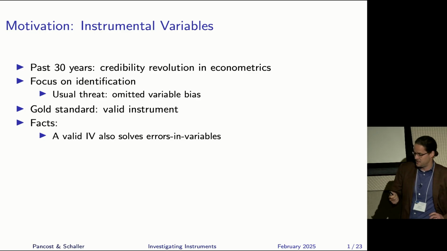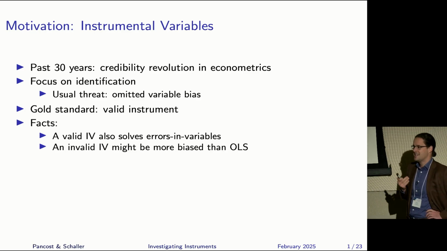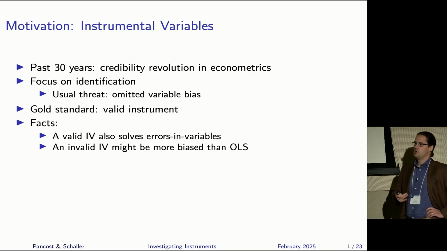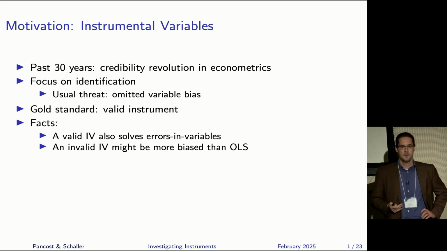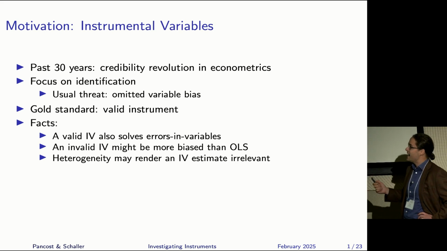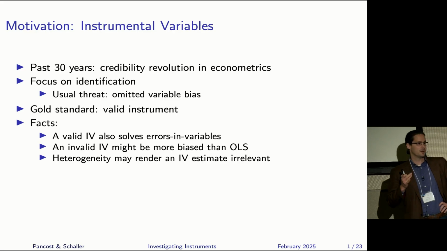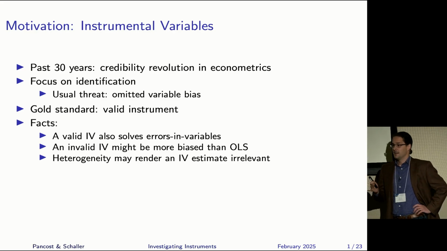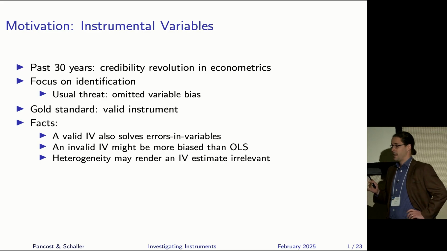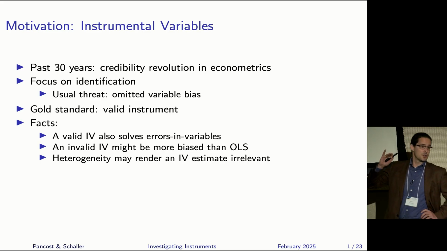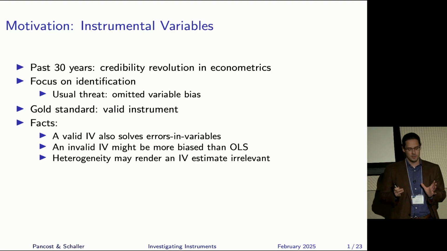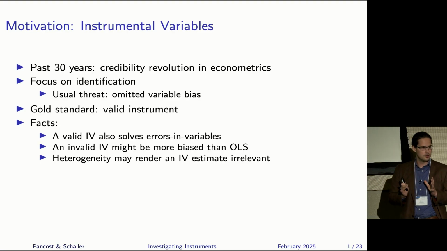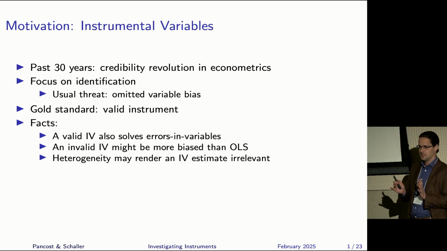Okay? Second fact, I think most people are on board with this one. If your instrument is invalid, it may actually be worse than going with OLS. It might have more bias than the OLS that you started with. Okay? Third fun fact, heterogeneity can goof up your instrument a lot. Again, more than the OLS. And in particular, if you have heterogeneous treatment effects, your instrument may give you a local average treatment effect that is so local that it doesn't matter. Okay? And your IV estimate may be completely irrelevant.